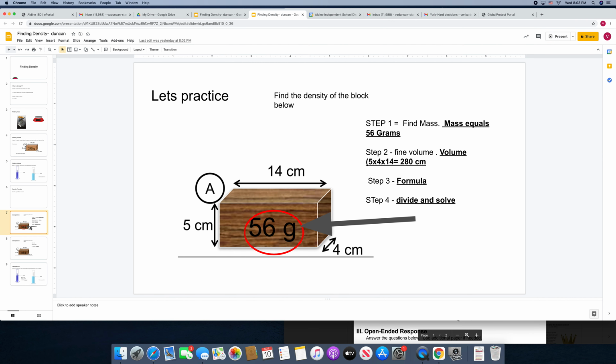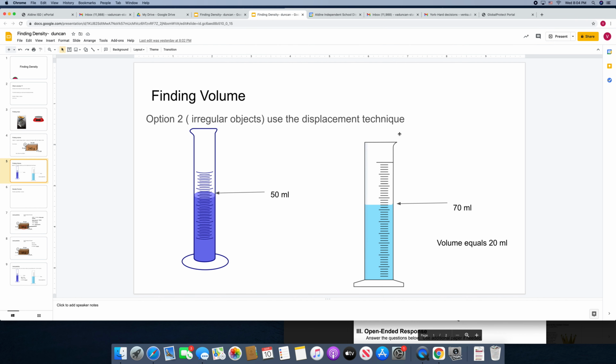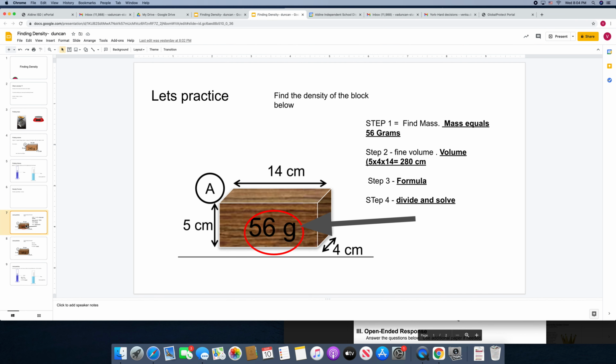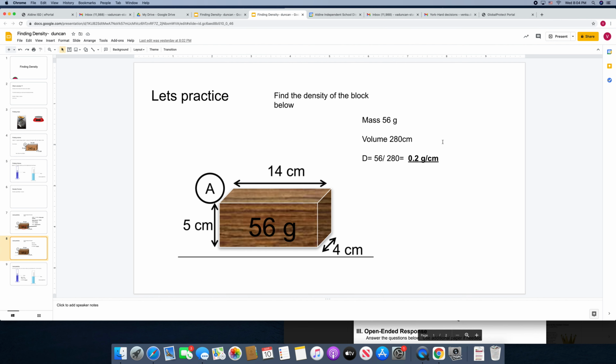So now let's use this block. This is a regular shaped object, and we're going to find the density of this object. We don't need a scale because this object already tells us that the mass is 56 grams. They've already weighed it for us and measured it on a scale. So it's 56 grams. Then we're going to find the volume. The first step says to find the mass. Mass equals 56 grams in this case.